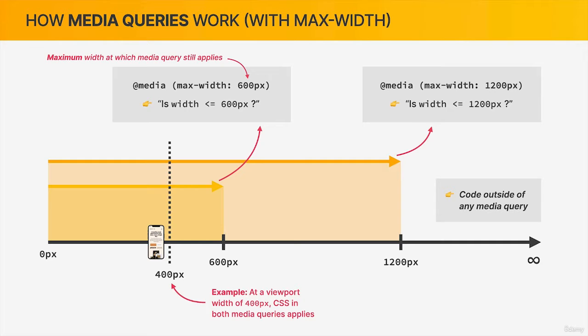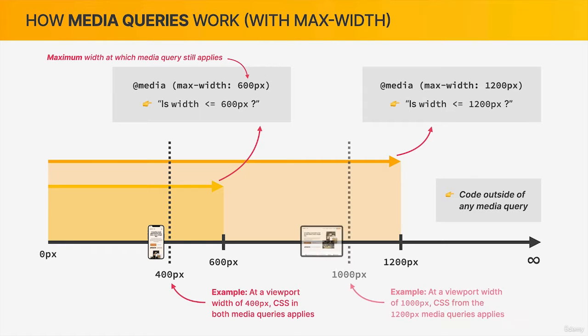But now another example, this time with a phone of 1000 pixels of width, or maybe actually a tablet. So here only the 1200 pixel media query applies, because only that condition is true. So 1000 is of course less than 1200 pixels, but it is not less than 600. And therefore, only this 1200 pixel media query does apply here. So with that, I hope you understand now how the max width media queries work, and so let's now switch to our code and try it out there.